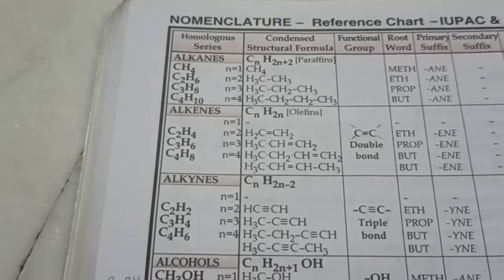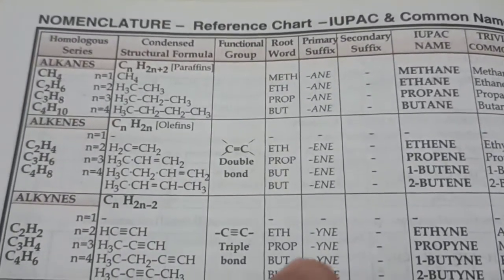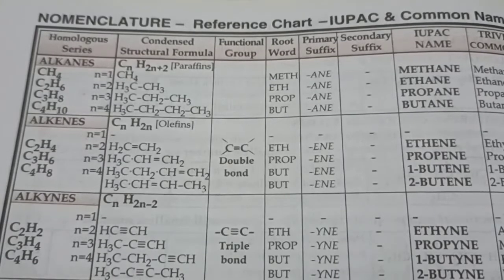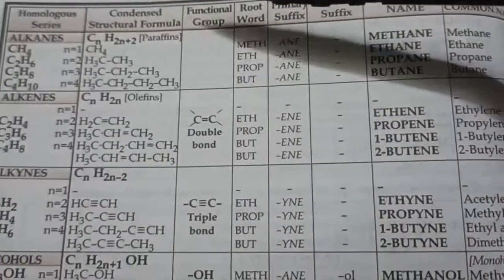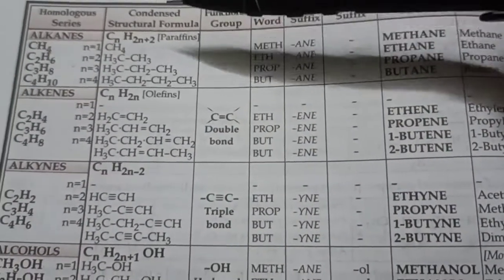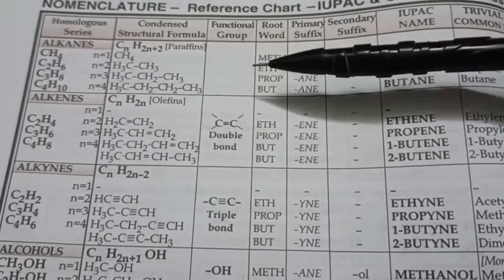So now this page 226, this table is a very good way to summarize everything we've learned so far. It'll be a good page for you to revise from during exams. So we've got all the homologous series at one glance. We've got alkanes, whose general formula is this. They're also called paraffins. Some of the structural formulas are also given, condensed. Functional group, not really.